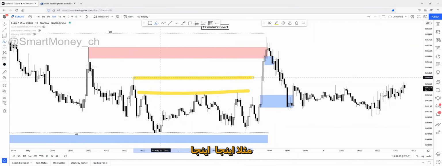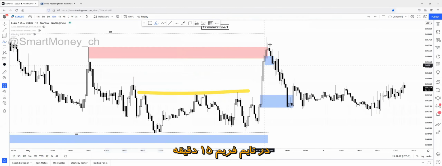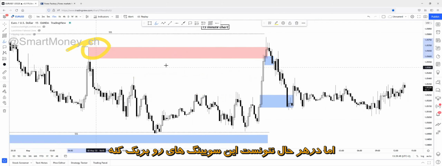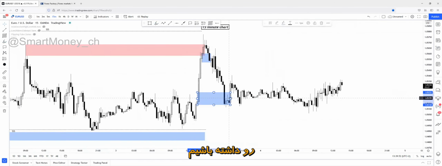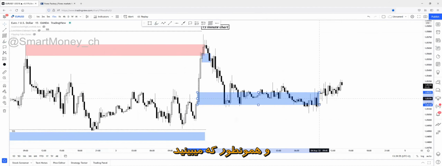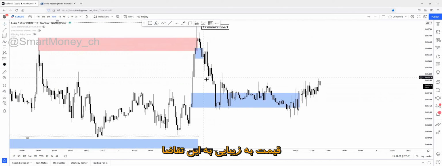For example, here, it created 3 changes of character on the 15-minute chart, but couldn't break above the swing high. So what can we expect in this scenario? We can expect the top of this demand zone. And as you can see, the top of this demand zone has perfectly happened.